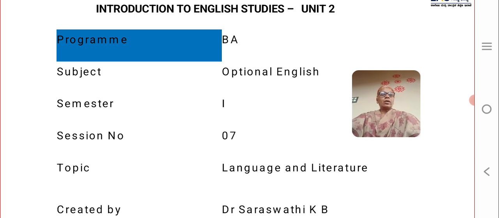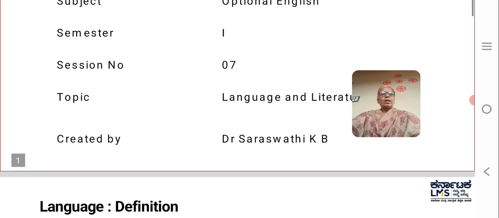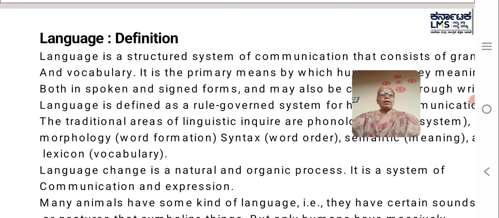This session is on language and literature. It tells you about what is language and its characteristics and its comparison with literature. How is language different from literature? Let us begin with a definition of language.